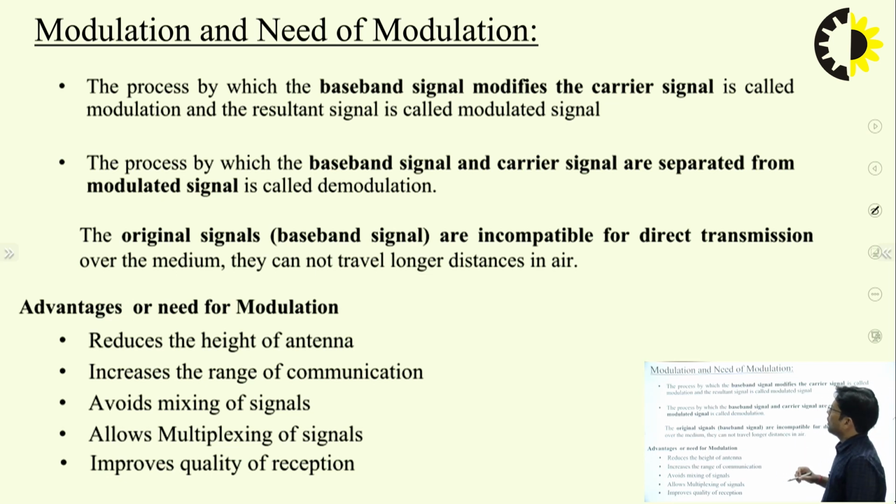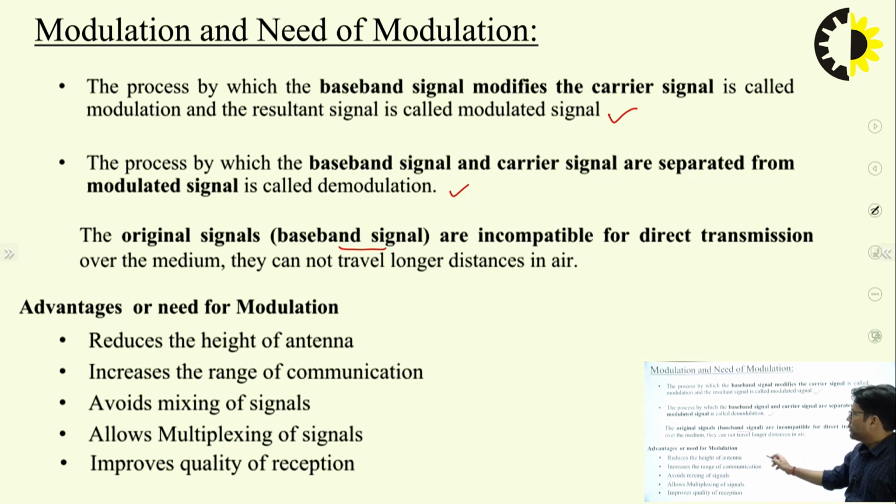So here in the first one I clearly mentioned. The second point is already discussed in the previous slide. So the main topic is the need of modulation. The advantage or need of modulation, we will discuss one by one separately. Before starting, what is the original signal? The original signal is the baseband signal, or we can say it is the message signal as well.